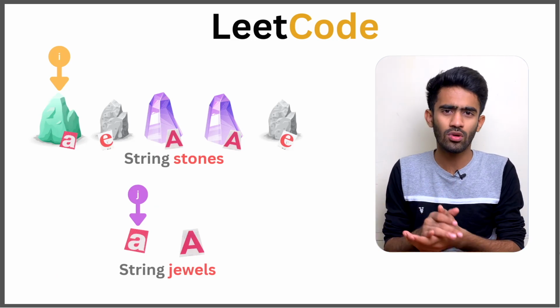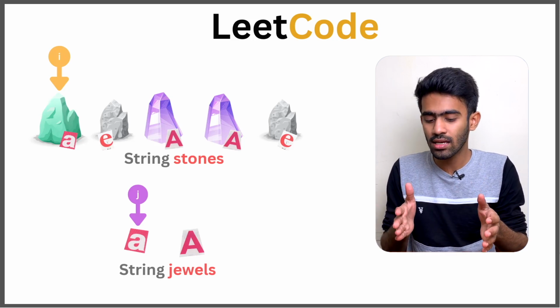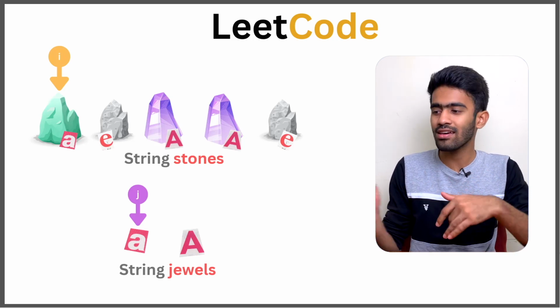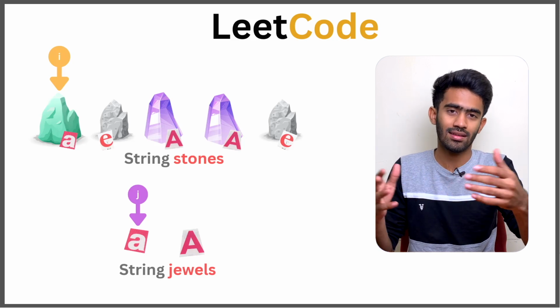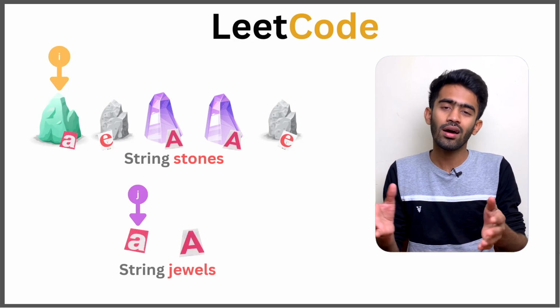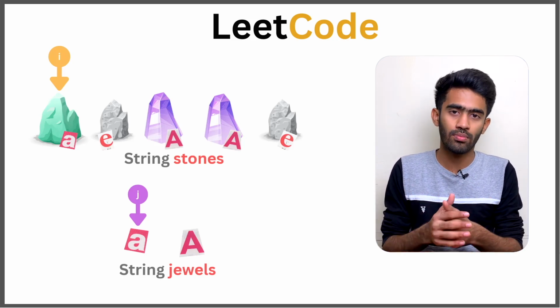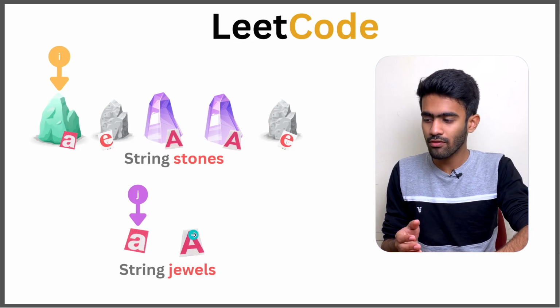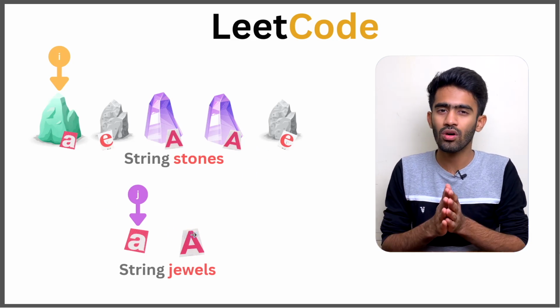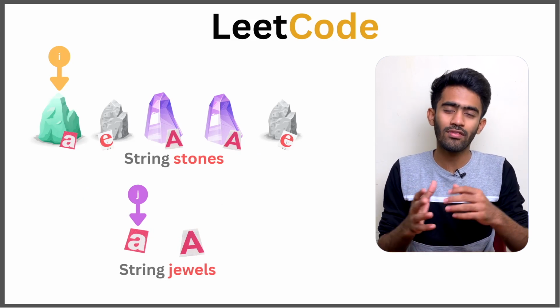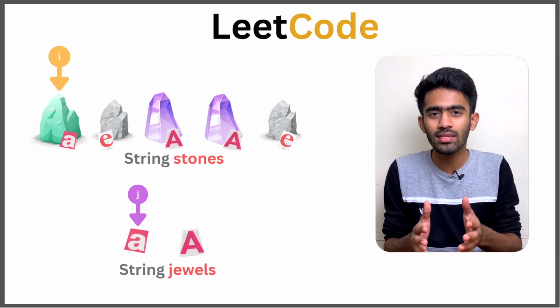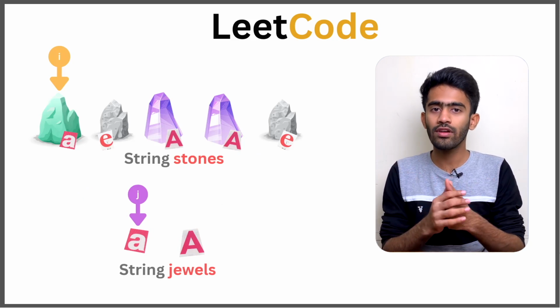This is one approach of course, but it takes order of n square approximately if the number of stones and the number of jewels are equal to n. Or you can say it as an m into n approach. The number of stones is m and the number of jewels is n, so m into n. That is a very big time complexity. So we want to reduce that to order of n. How do we do that?